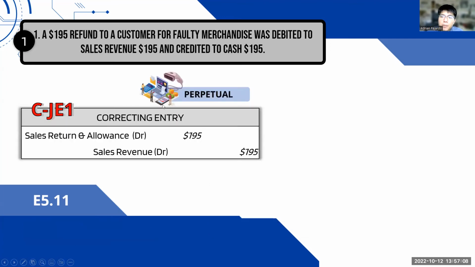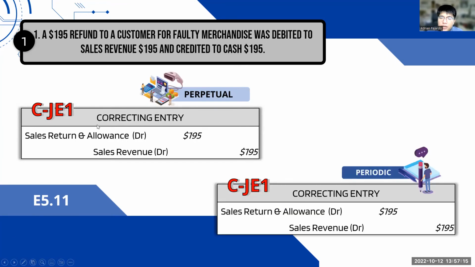So now, this is the perpetual correcting entry. The question is, may pagkakaiba ba if it was periodic? The answer is no. Because they use the same accounts for sales-related transactions, right?